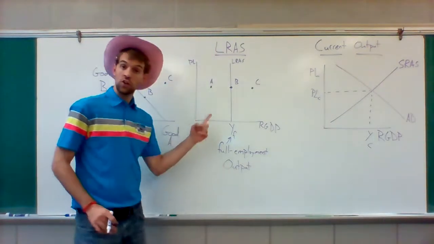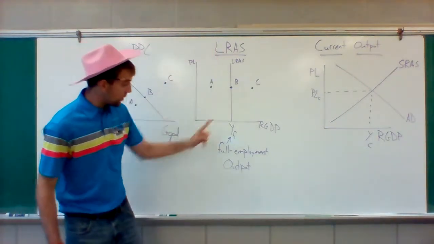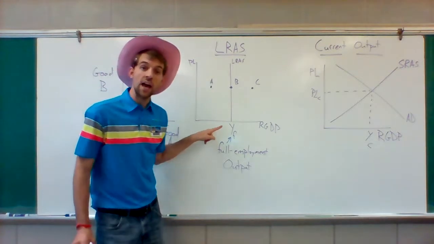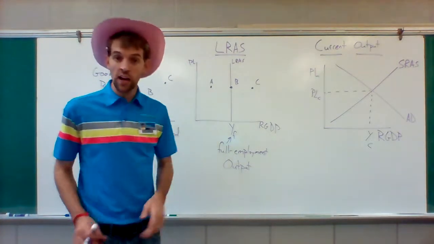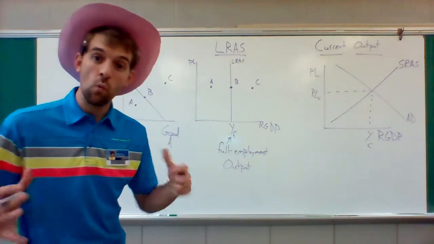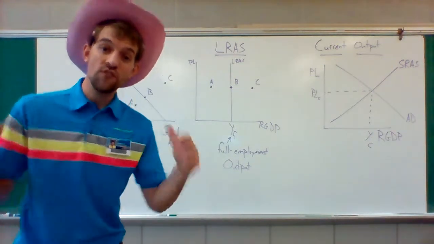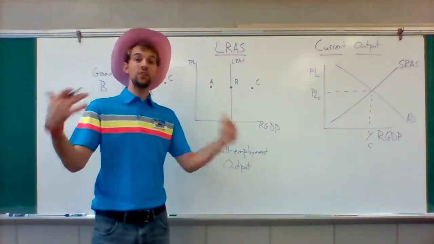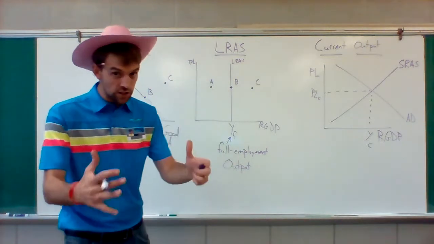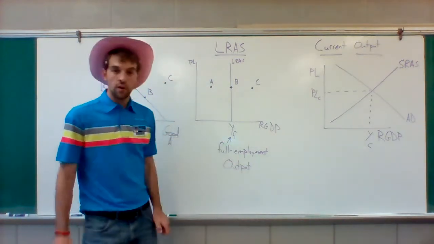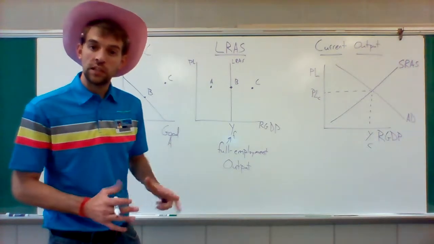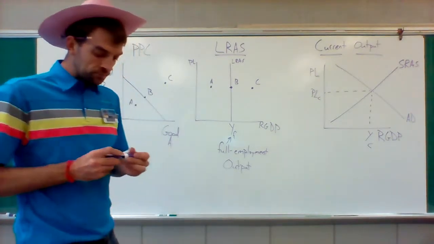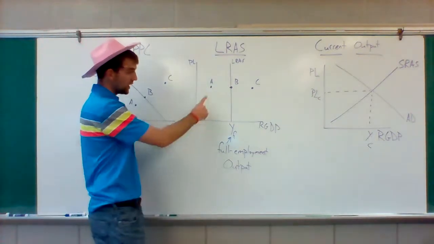Now, notice, my long-run aggregate supply curve, I don't have YC, I have YF. Wherever the long-run aggregate supply curve is, it's probably going to be where you have YF right now, which is your full employment output, the best that you can do. You can't do better. This is the best you got. So YF. Now we're going to merge these together.